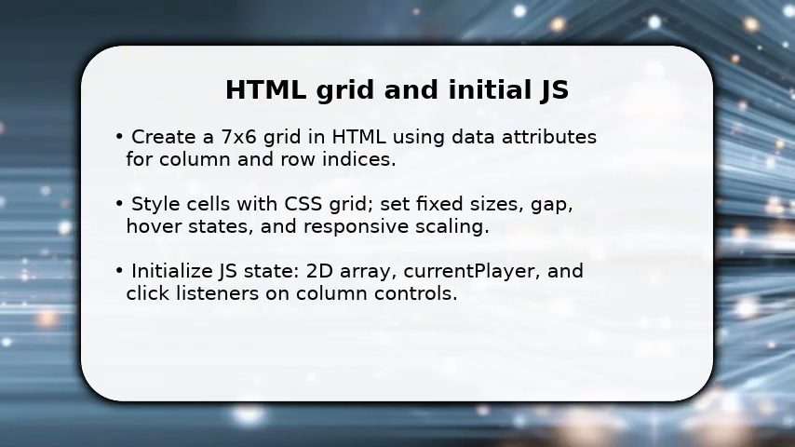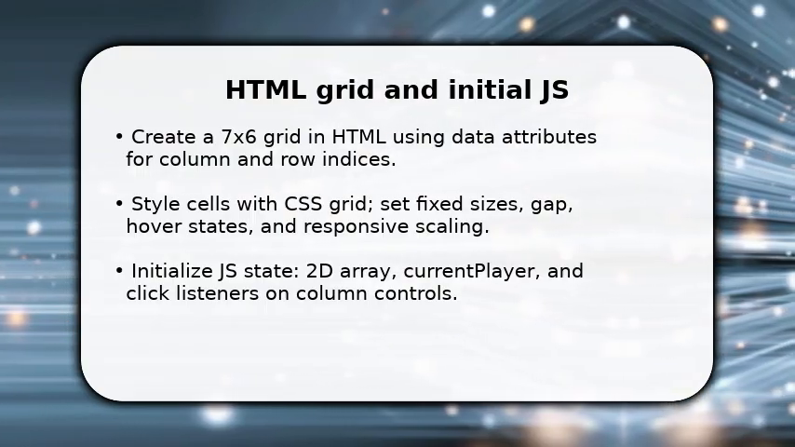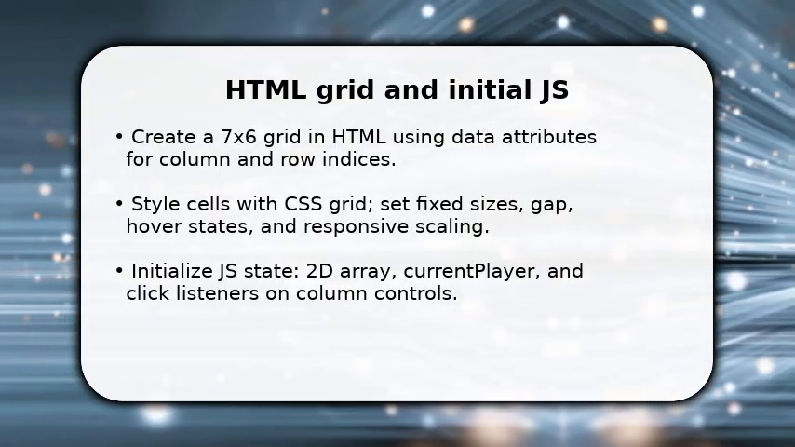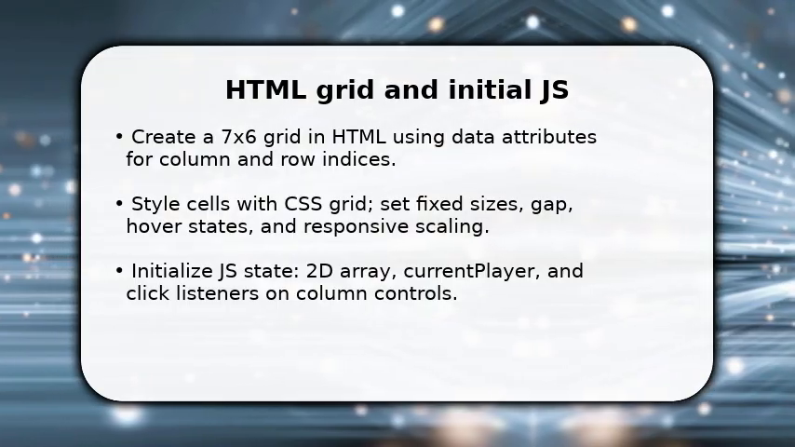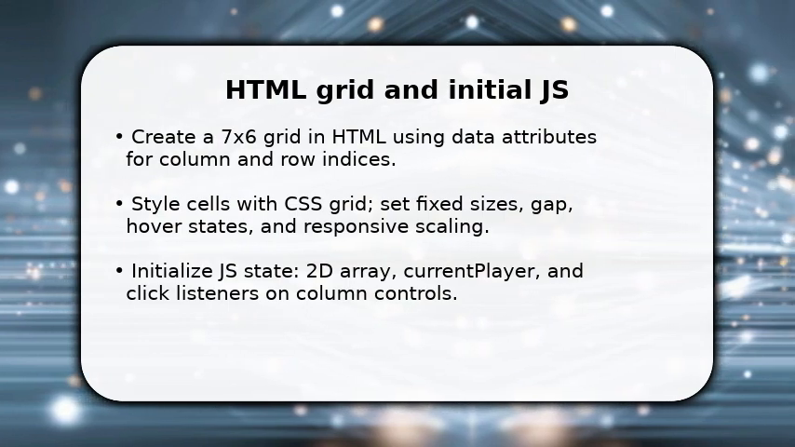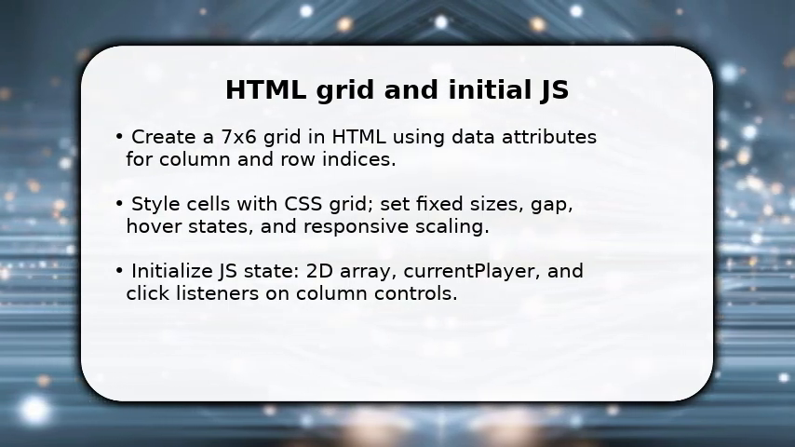Then in JavaScript, initialize a 2D array representing empty cells, set current player to 1, and attach click or pointer listeners to each column. This is how you link visuals to logic. Once the events fire, you can simulate a piece dropping into the lowest empty cell.